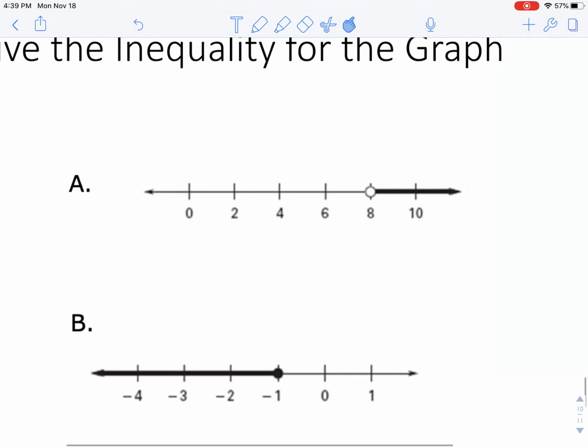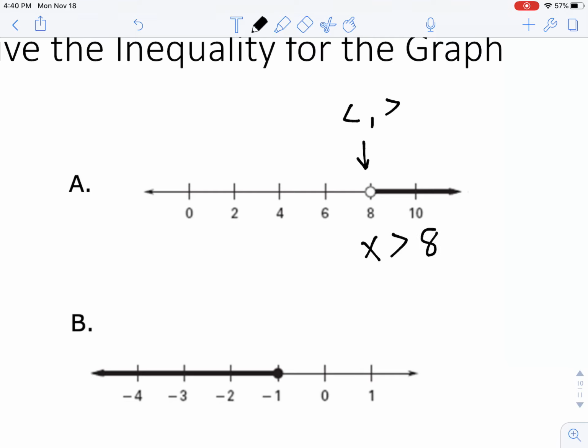Give the inequality for the graph. So we know that this is an open circle, so it's going to be either less than or greater than. And our graph is going to the right. So we're going to say x is greater than 8, because x does not include 8, but it could be 9, 10, 11, 100. x is anything greater than 8.